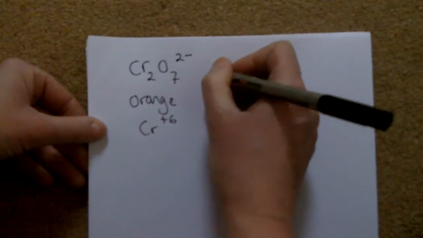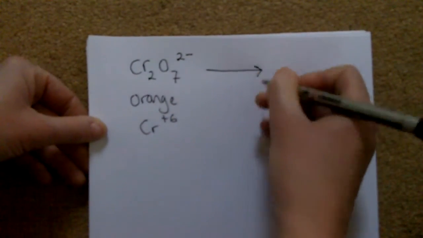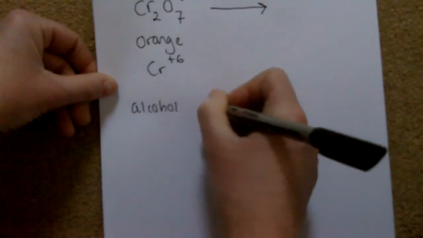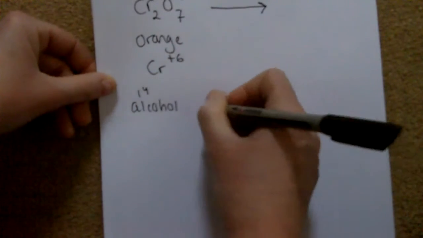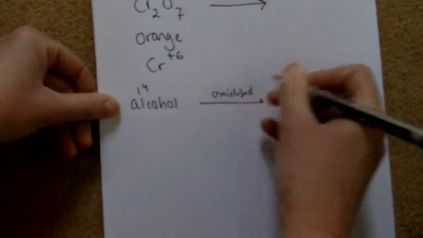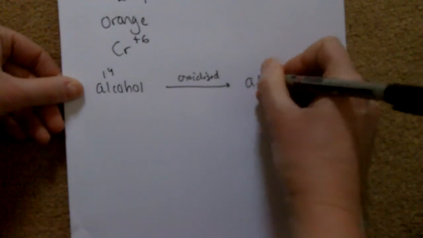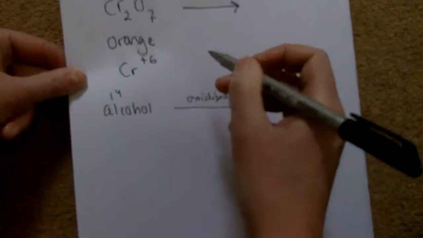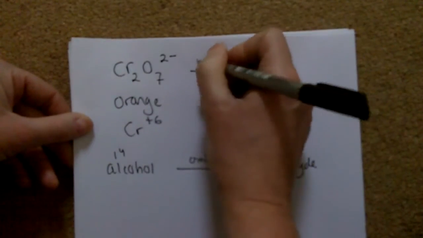Okay, what happens as the reaction happens? Okay, the alcohol, the primary alcohol, is oxidized. Do you remember what that functional group is called? To an aldehyde. So if something is oxidized, the other item needs to be reduced.